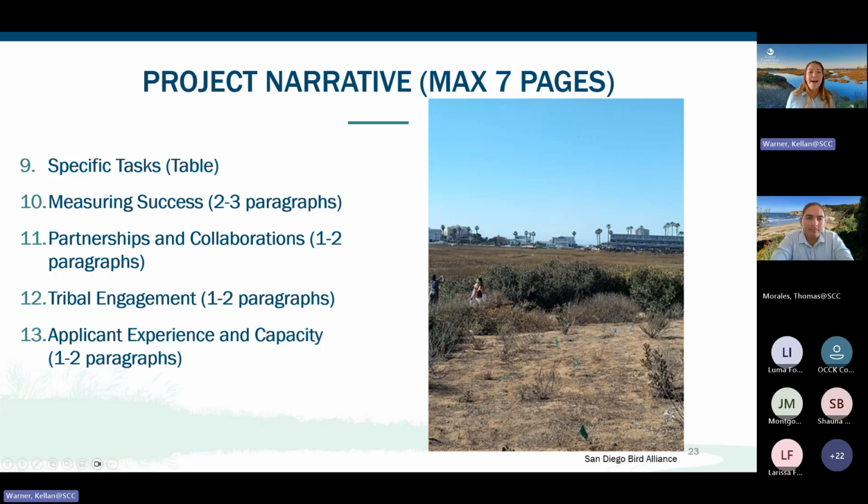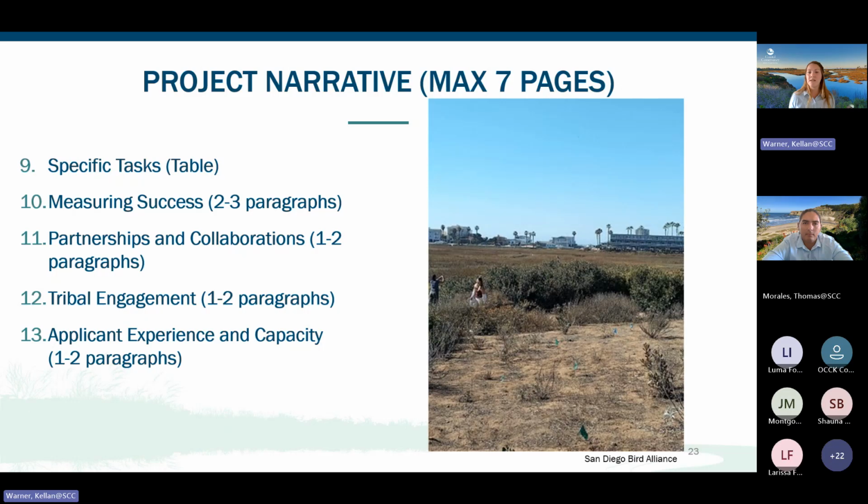Okay, last one. The 9th is specific tasks. This is a table for you to fill out, like what tasks will take place under the work of this project, along with a brief description of each of them. And then the 10th is how success will be measured. So for this, we want to know both how you'll measure the success of restoration as well as the success of outreach, and include what metrics or tools you plan to use to measure that success.